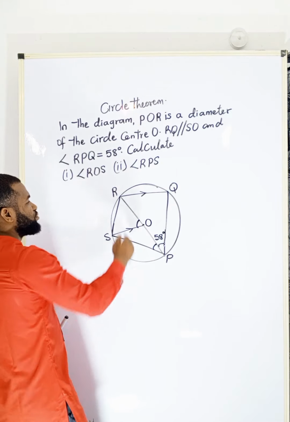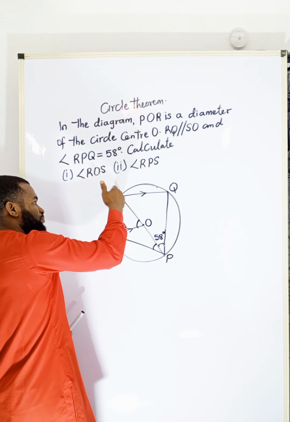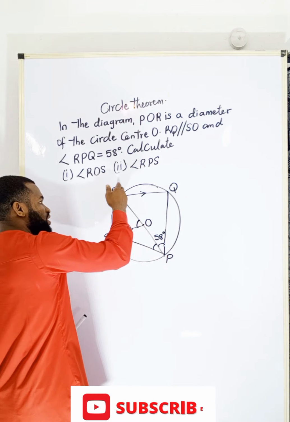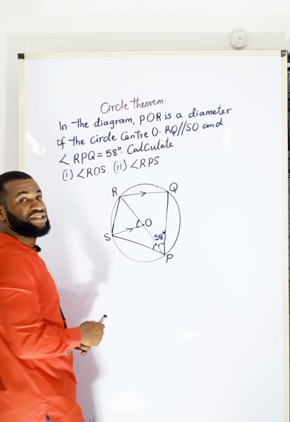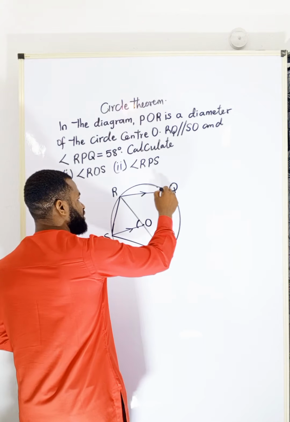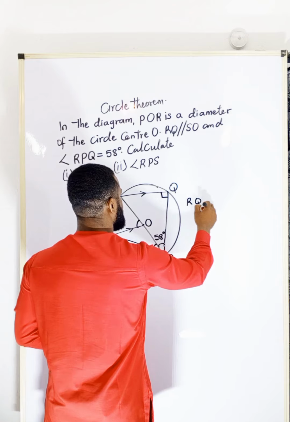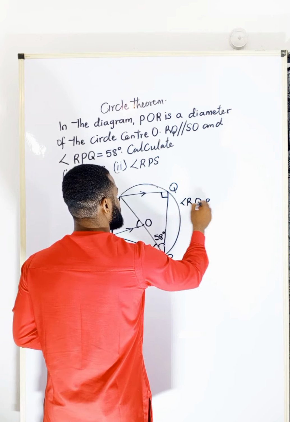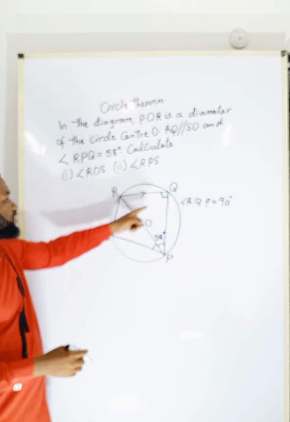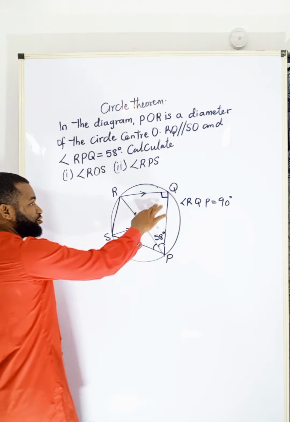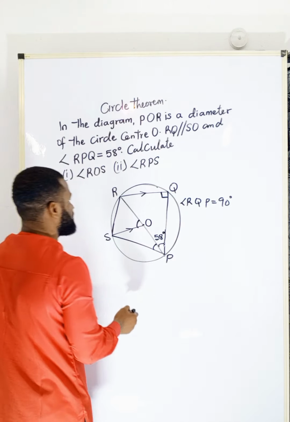The first thing I'm going to do is apply this principle of the diameter. Whenever a line passes through the center of the circle, the angle at the circumference must be 90 degrees. So this angle here must be 90 degrees. Therefore, I'm going to say RQP is 90 degrees. So I have stated that. Then I'm going to find this angle, if it's necessary.